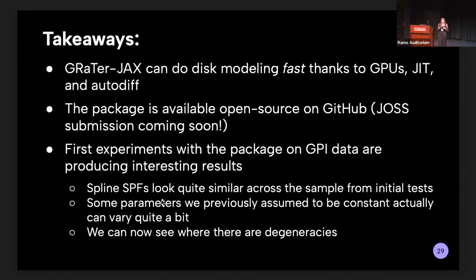So I didn't show it, but from our initial testing, the spline SPFs look actually quite similar across the sample, which is something that has been noticed in previous works, that things might tend towards a sort of common SPF, and we're seeing that too. Some parameters we assumed to be constant are actually quite varied, which is interesting. And we can now see some of where there are degeneracies.